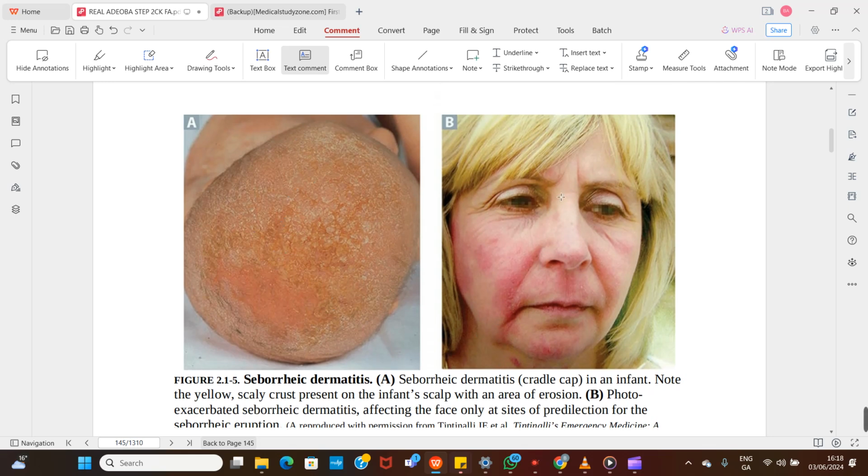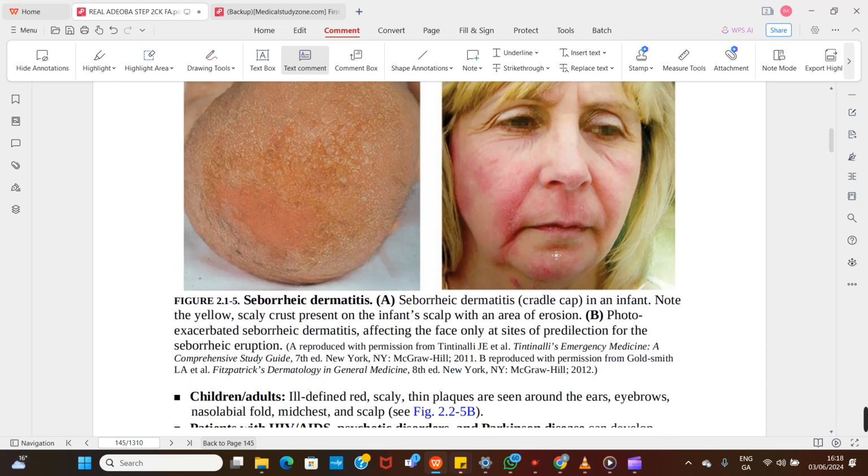Before I forget, it can also occur in the scalp as dandruff in adults, in children and adults. So you have to apply antifungal agent.